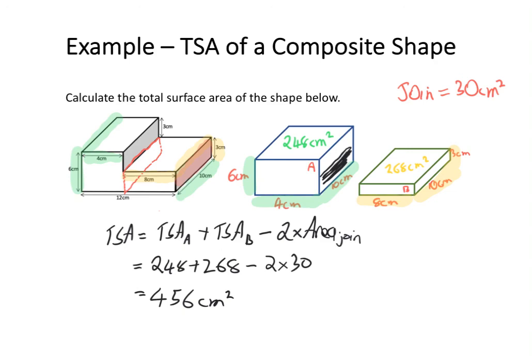So this is an example of how we can calculate the total surface area of a composite shape by breaking it into smaller 3D shapes, finding the total surface area, adding them together, and then subtracting any surfaces of those individual shapes that are removed when we join the individual shapes together to make our composite shape.